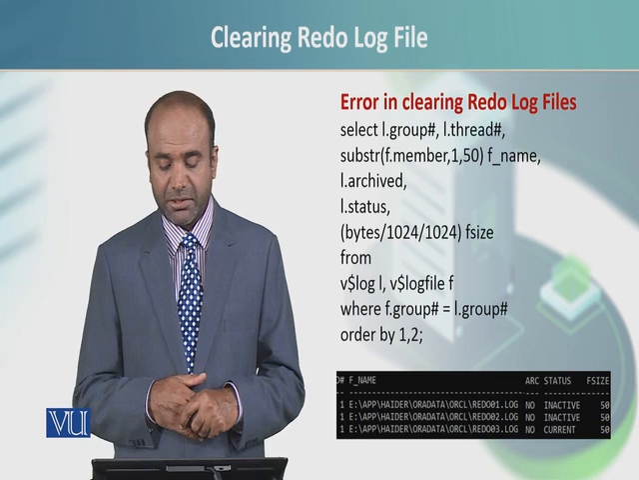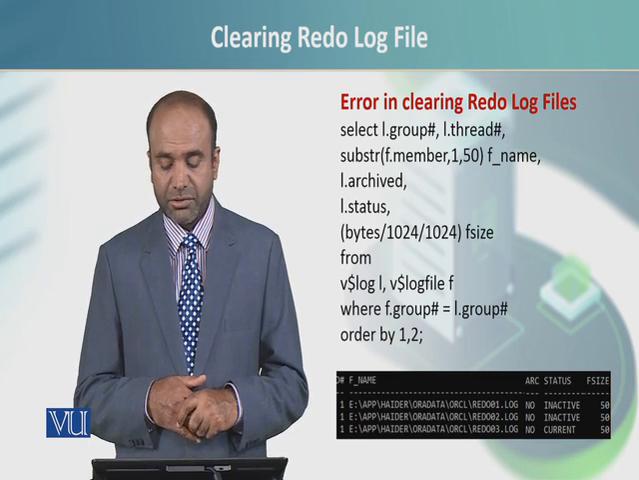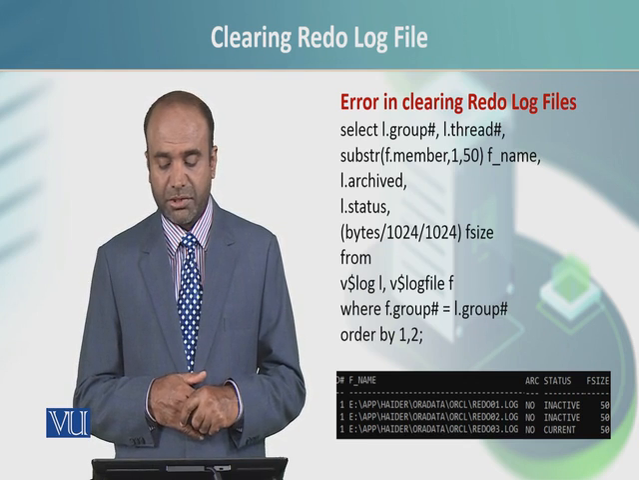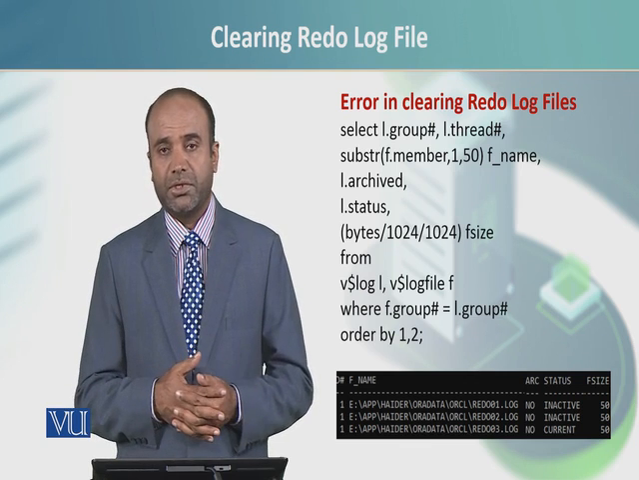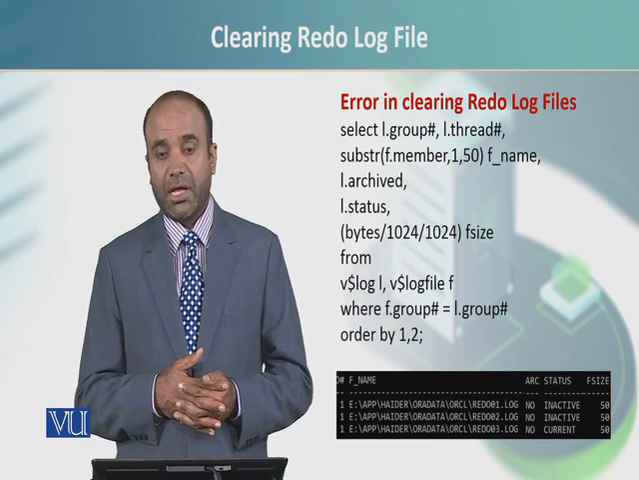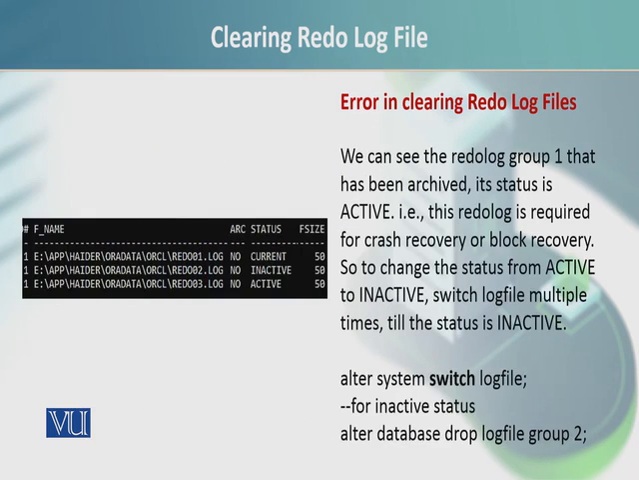So we see that in this particular case redo 01, redo 02 and redo 03 is the current one. The current one is not going to be removed, and the error will come up accordingly. In this particular case we can say redo log group 1 has been archived, its status is active. So this redo log is required for crash recovery or block recovery.